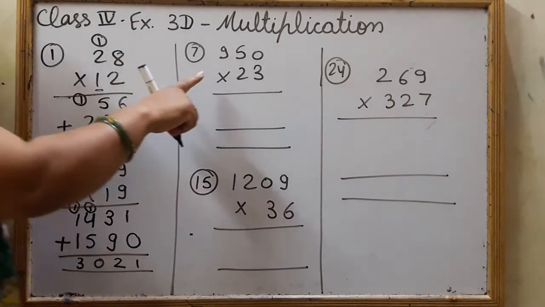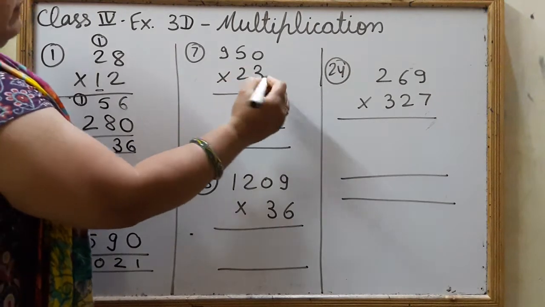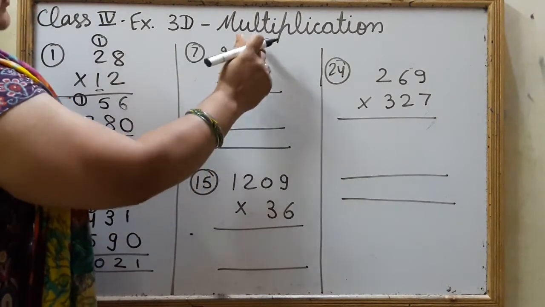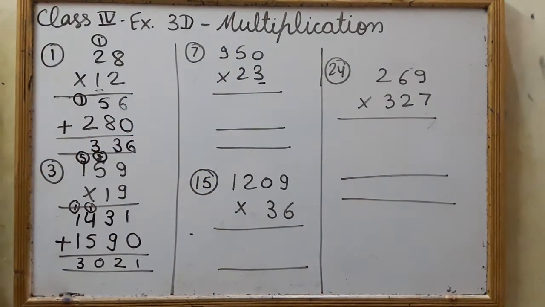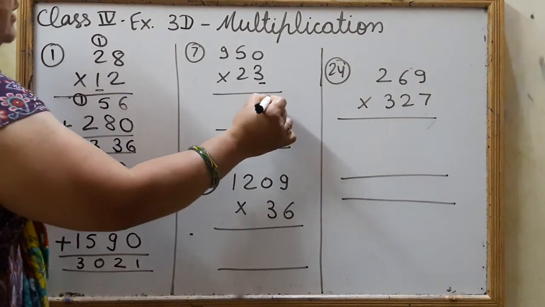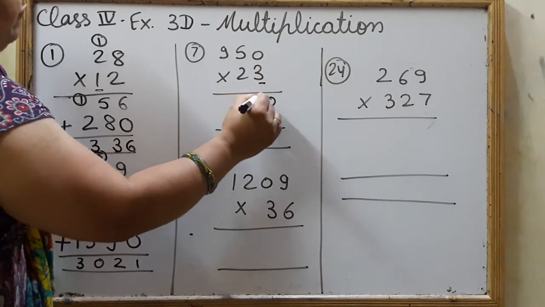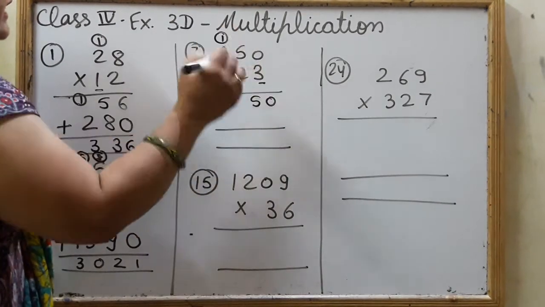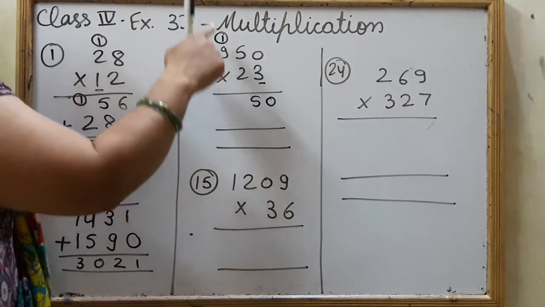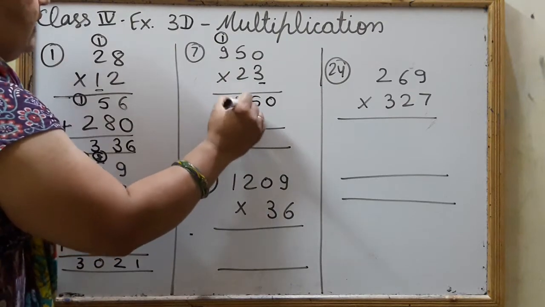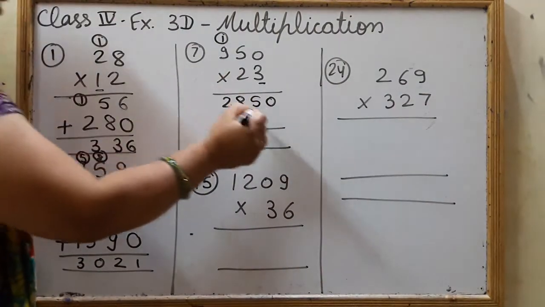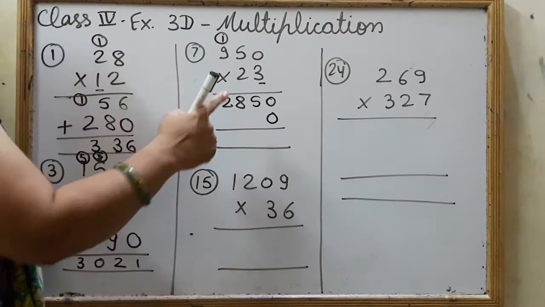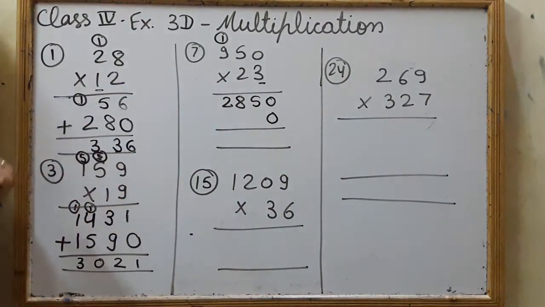Okay, one more sum we will try. We will multiply it by 3 first. 3 zeros. Whenever we multiply any number by 0, we get 0 as the answer. So 3 zeros are 0. 3 5s are 15 and 1 carry. 3 9s are 27 plus 1, 28. What next? Yes, our 0. We have to put 0 because this is a tens number.